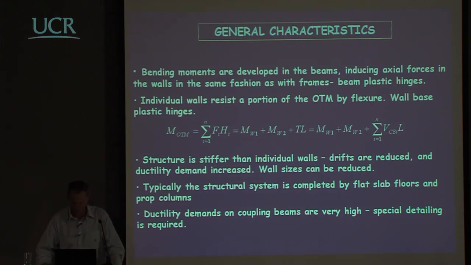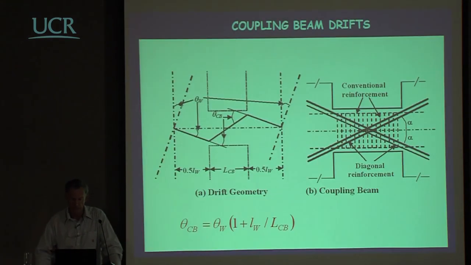And as a consequence, the special detailing is required, as we mentioned beforehand, using diagonal reinforcement preferably. And the little diagram on the left-hand side of this slide relates the wall drift to the drift in the coupling beams. And you can determine this by simple geometry using this expression here. The coupling beam drift is equal to the wall drift at that level, multiplied by 1 plus the wall length divided by the length of the coupling beam.